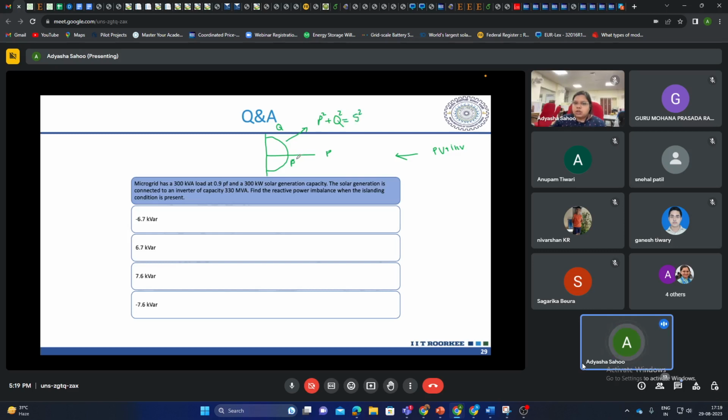So the P here can vary from 0 to P max, that is the maximum rating of this PV, and depending upon this P, the inverter will be able to generate the Q. So you may use these for the PV plus inverter combined system.